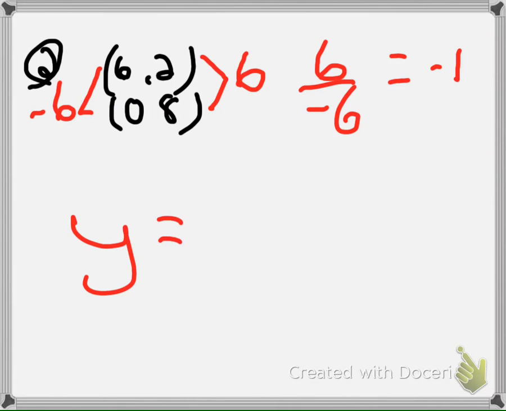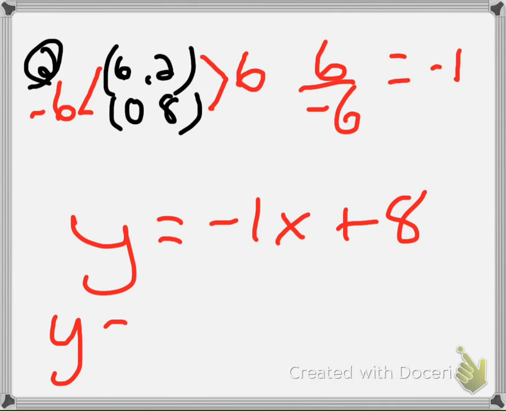Y equals -1x plus 8. Because where x was 0, y was 8. Now, hopefully you know that I don't like you to write it this way, because what is -1 times x? -x. So in simplified form, y equals -x plus 8.